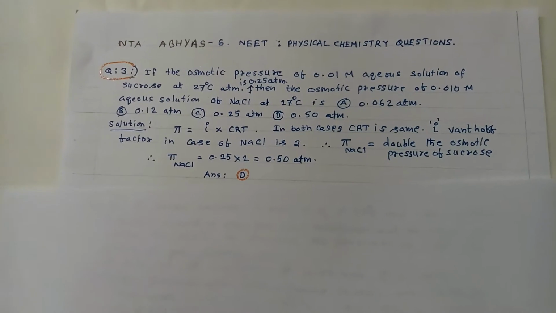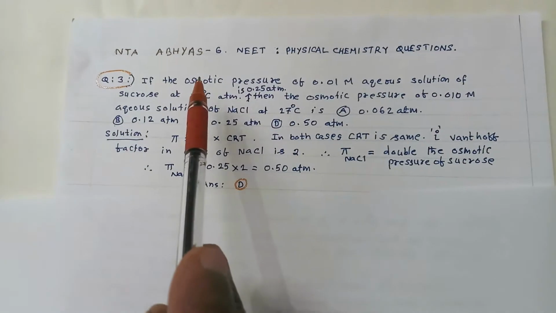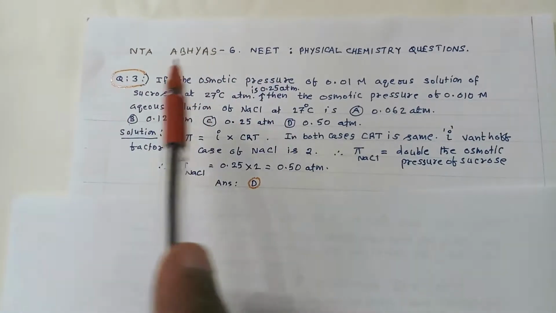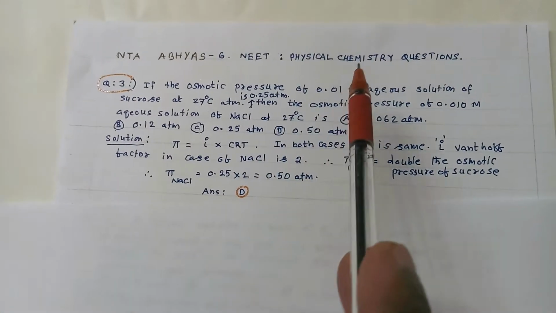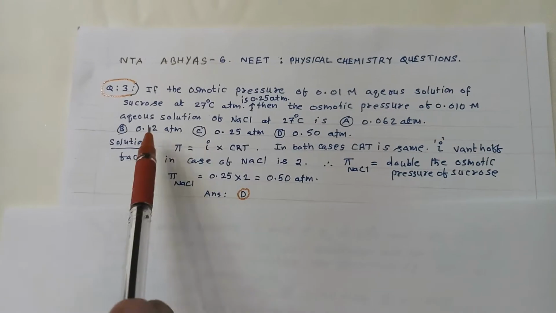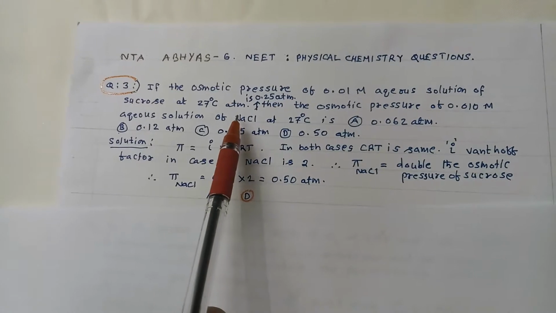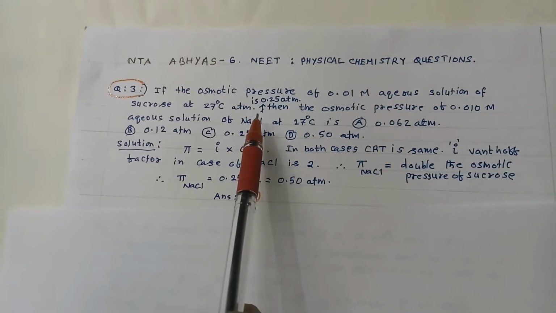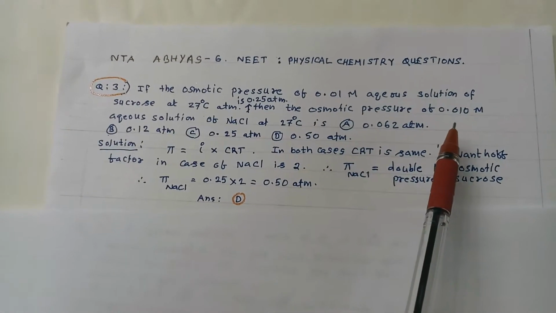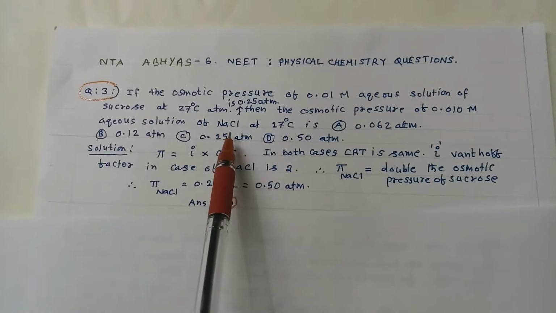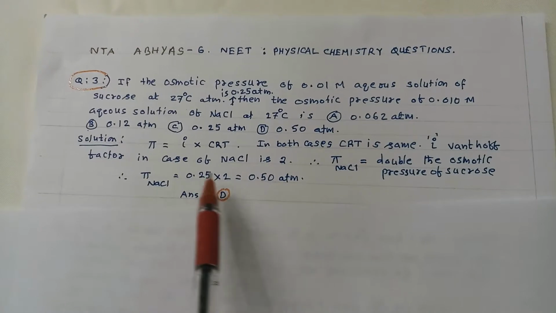We'll go through the NTA Abhyas 6 NEET physical chemistry questions. In serial order, question number 3: if the osmotic pressure of a 0.01 m aqueous solution of sucrose at 27 degrees Celsius is 0.25 atmosphere, then the osmotic pressure of a 0.01 m aqueous solution of NaCl at 27 degrees is. We have to select from four options.